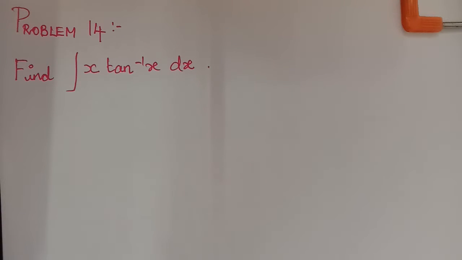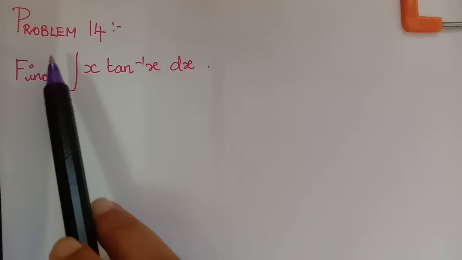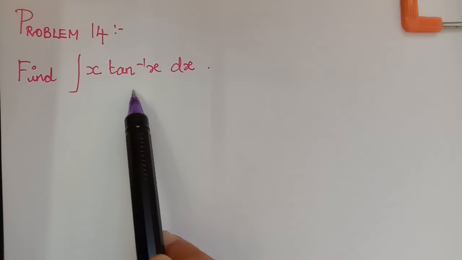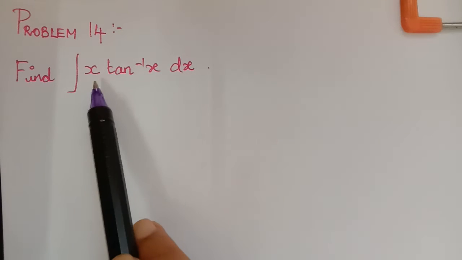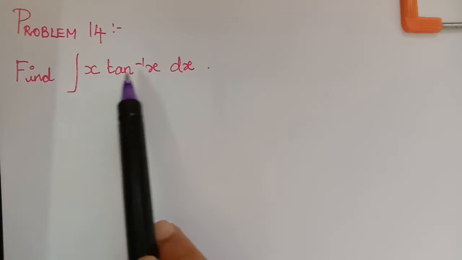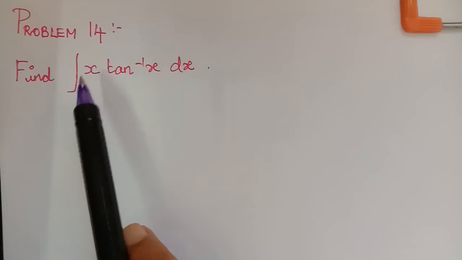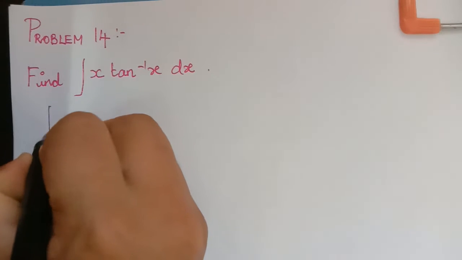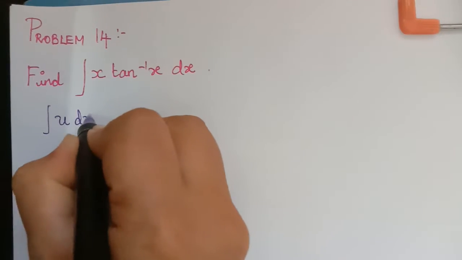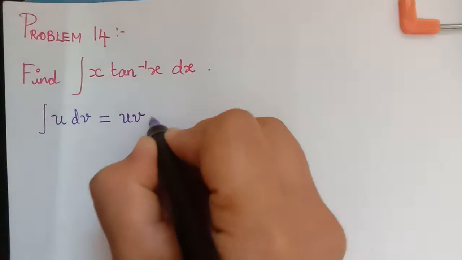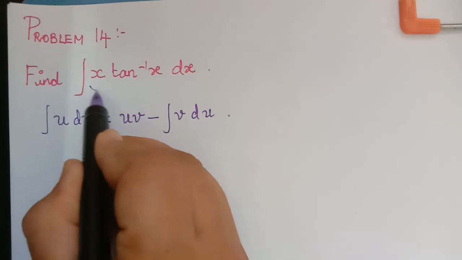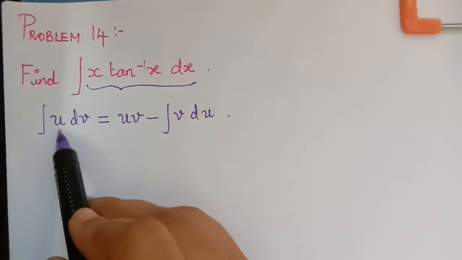Hello students, under the topic integration by parts, here we have the next problem, that is problem 14. Find the integral of x tan inverse of x dx. Now first of all we have to make the choice of u, after which the remaining we will be taking as dv, because we are going to use the formula integral u dv is equal to uv minus integral v du. So in this given question, first we have to make the choice of u.